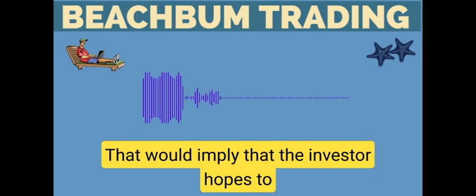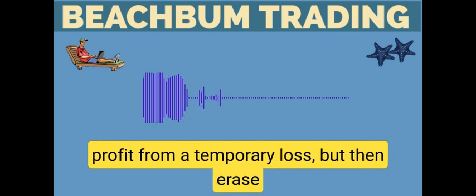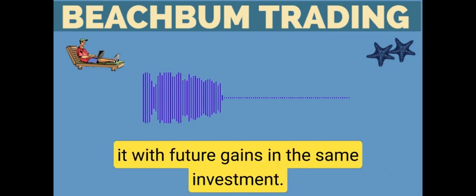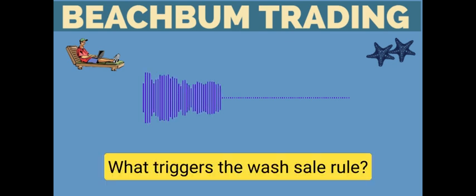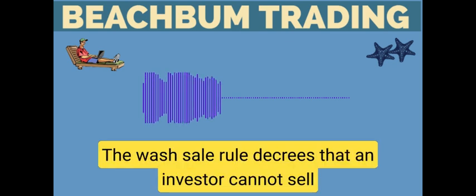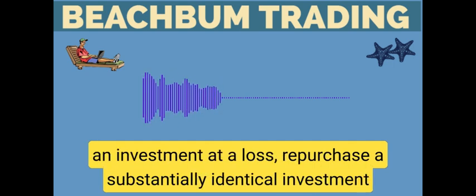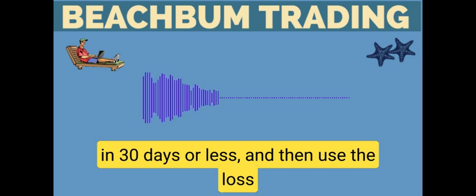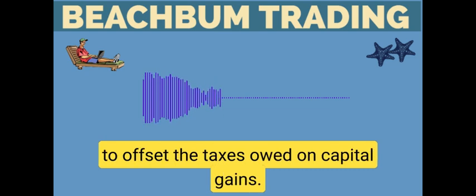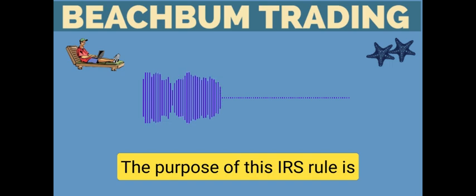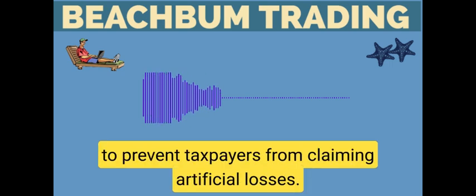That would imply that the investor hopes to profit from a temporary loss but then erase it with future gains in the same investment. What triggers the wash sale rule? The wash sale rule decrees that an investor cannot sell an investment at a loss, repurchase a substantially identical investment in 30 days or less, and then use the loss to offset the taxes owed on capital gains. The purpose of this IRS rule is to prevent taxpayers from claiming artificial losses.